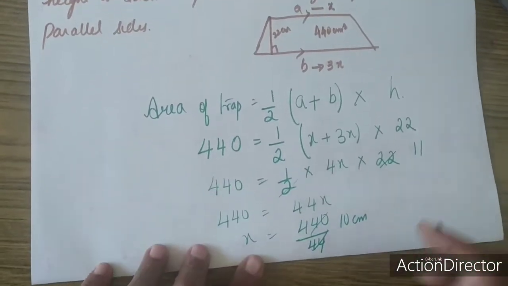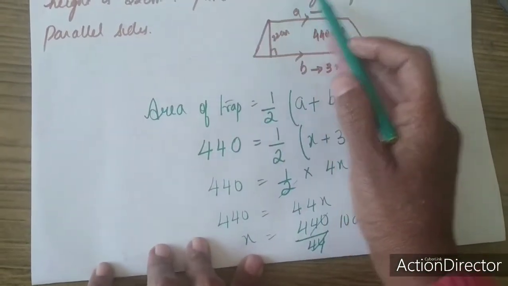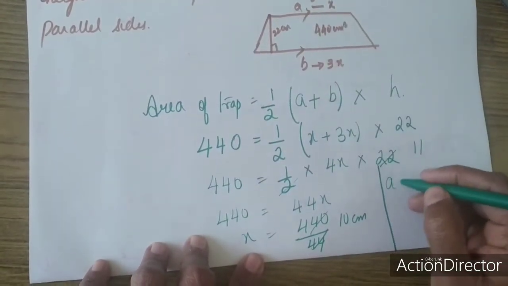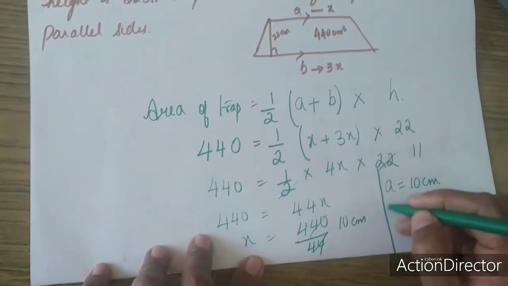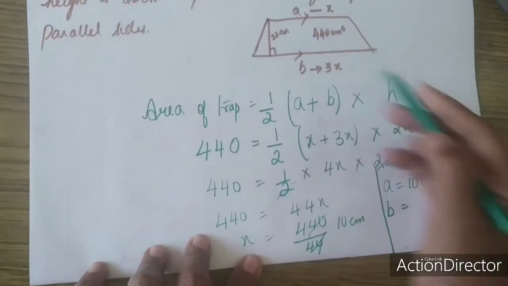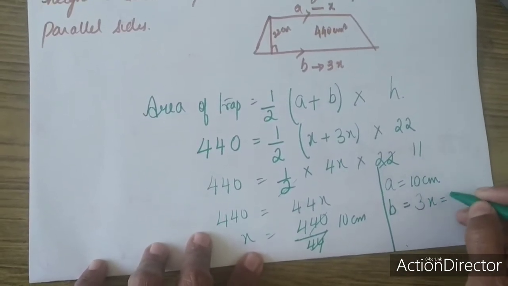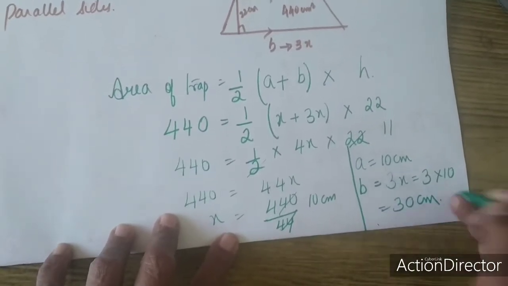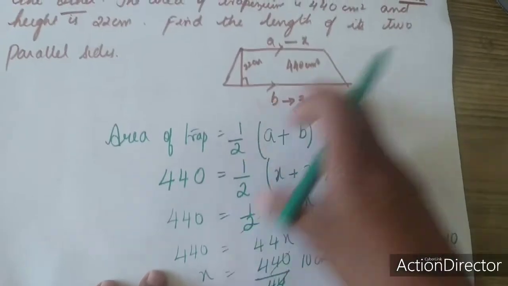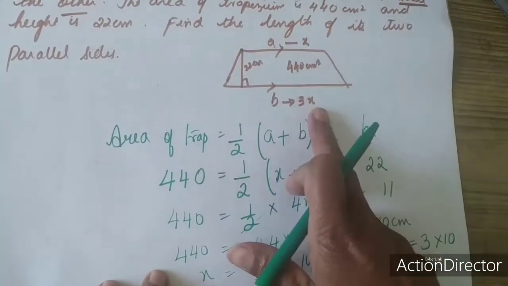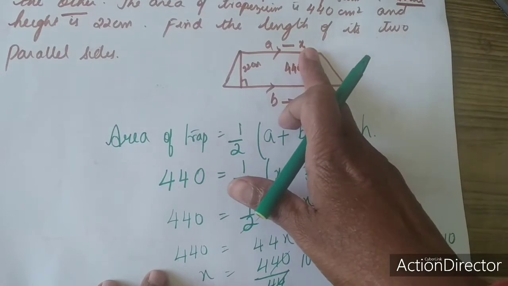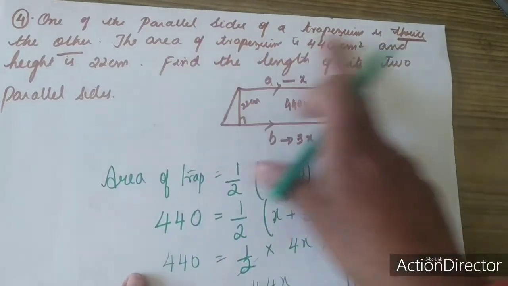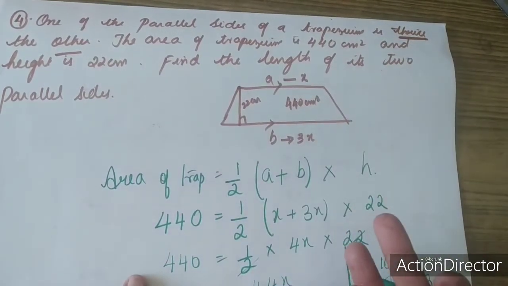Now you should not leave the answer as it is. As it is asked, find the length of its two parallel sides. What are the parallel sides? You have taken A is equal to x, which is equal to 10 centimeter, and B is equal to 3x, that is 3 into 10, which is equal to 30 centimeter. Sometimes instead of giving thrice the other, they may give it in the ratio form also. They may give 3:4. In that case, you have to take 3x and 4x. So read the sum thoroughly, whether a condition is given or a ratio is given.